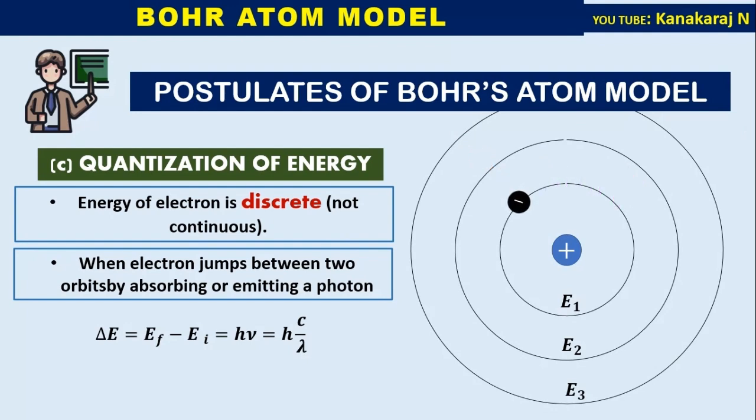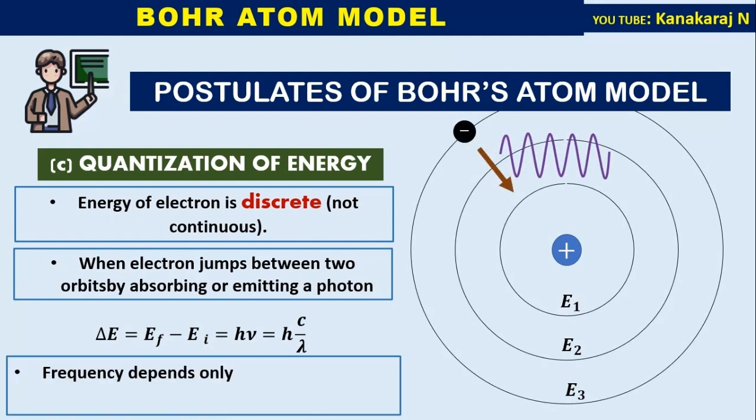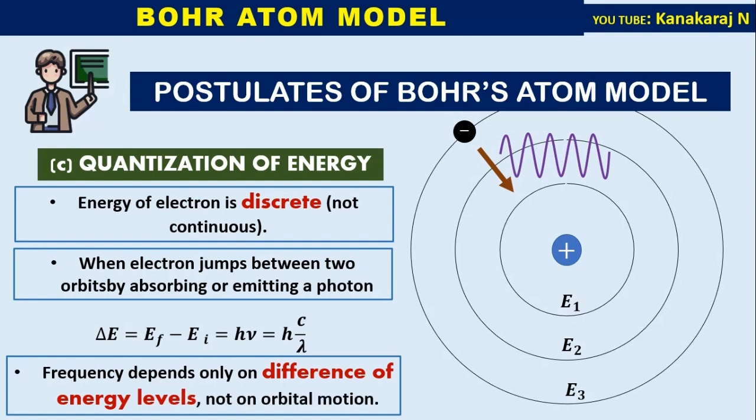When the same electron absorbs the same photon that it emitted, it jumps back to the original state. So here, there is no loss. Everything is a perfectly elastic collision. Frequency depends only on the difference of energy levels and not on orbital motion.